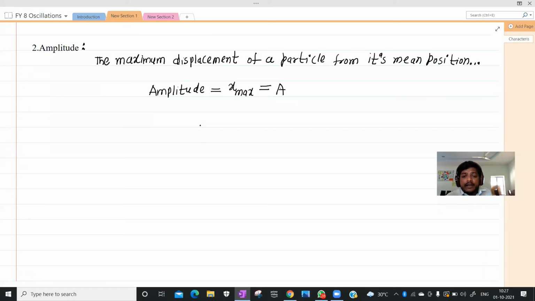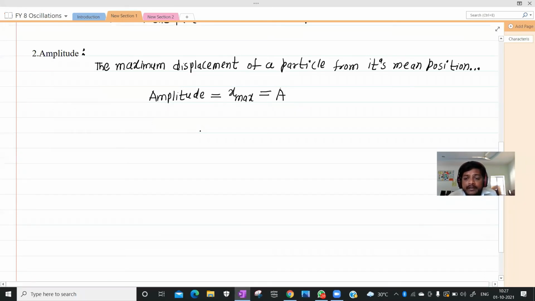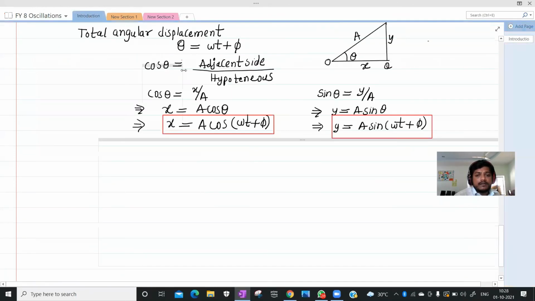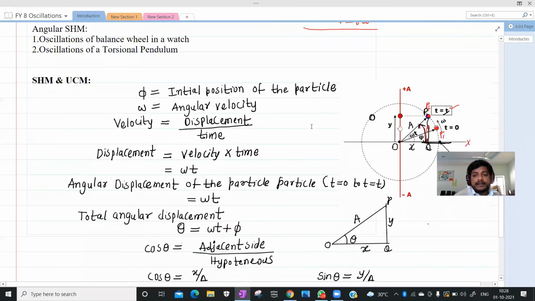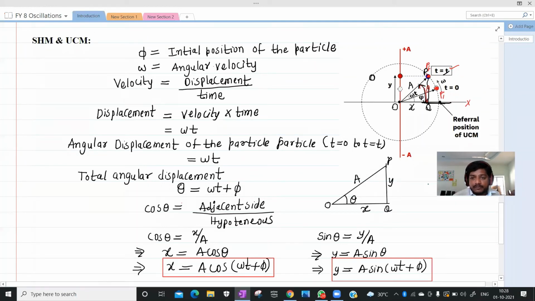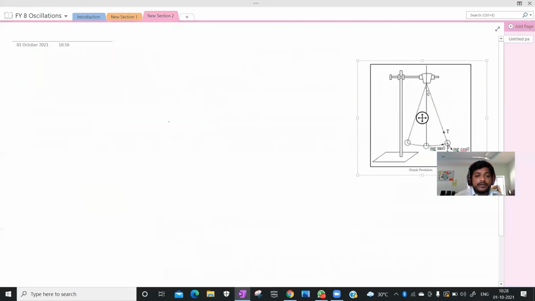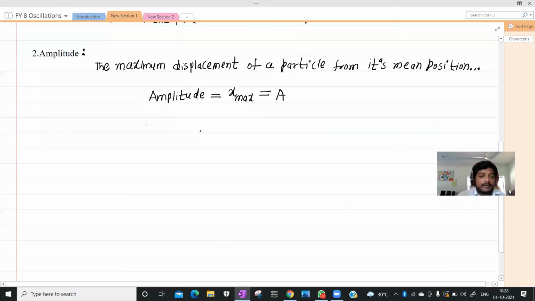In the reference circle, where I explained uniform circular motion, what is the amplitude of the circle? From here to here. The radius. Very good. In the reference circle, the amplitude of the particle represents the radius of the circle.